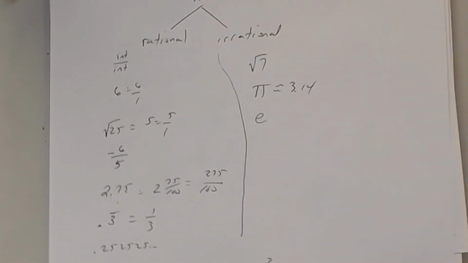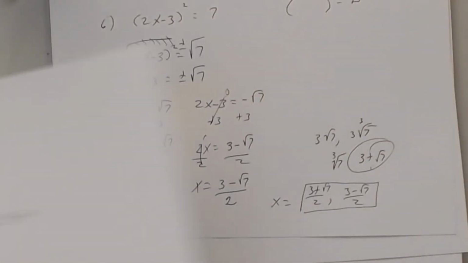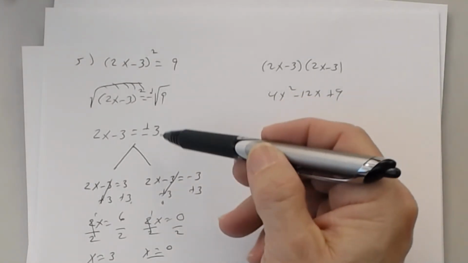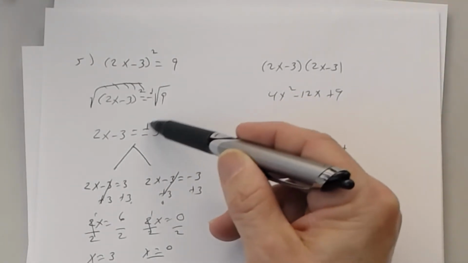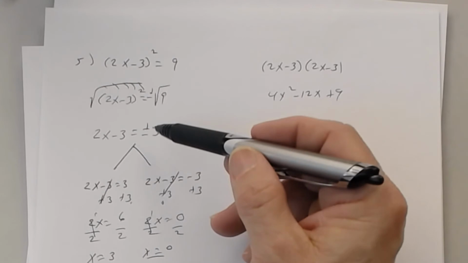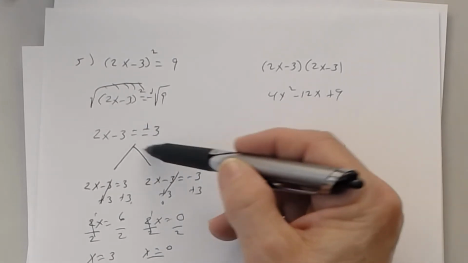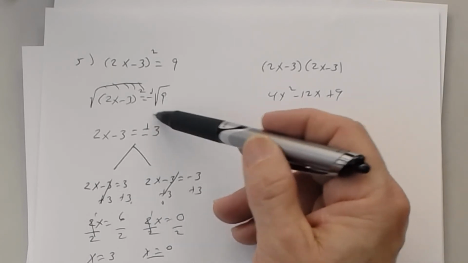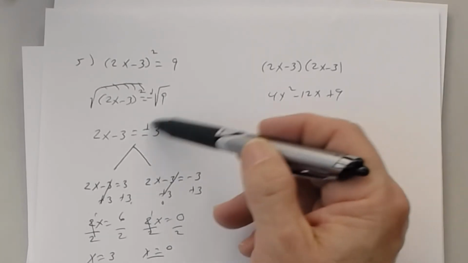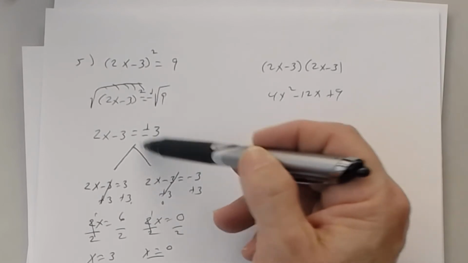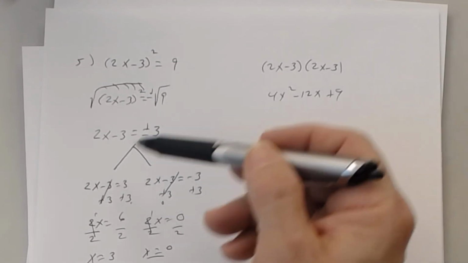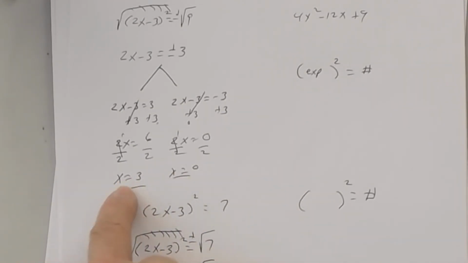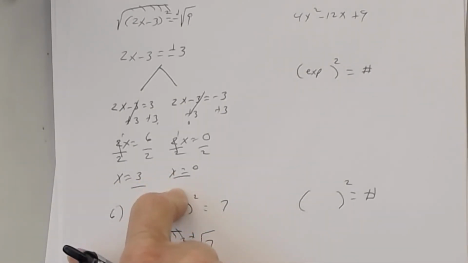Okay? All right, so now let's go back to number 6 and number 5. When I took the square root of 9 and I got 3 right here, remember we're solving for x. At this point, you are able to tell me if the solutions are rational or irrational. When I ended up with plus or minus 3, is that a rational or irrational number? Rational. So your solutions are going to be rational, which means they're going to look like fractions or integers.